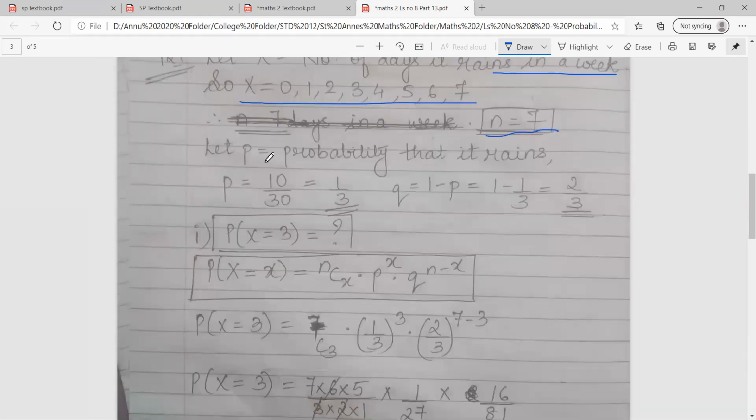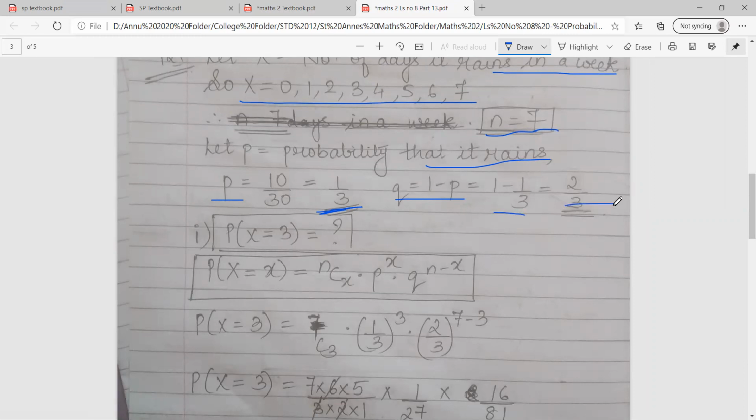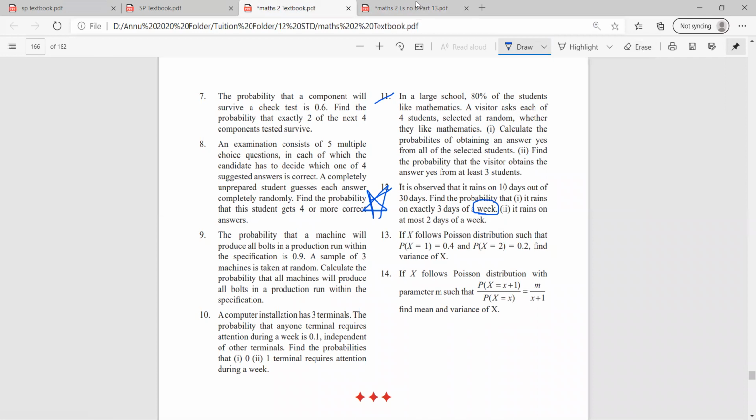The success p is represented as probability that it is raining. So 10 upon 30 gives you 1 by 3. If you know the value of p, it becomes easier for you all to find out the value of q. So q is equal to 1 minus p, which is 1 minus 1 upon 3, which gives the answer 2 by 3. Now they have told us to find out the value that it rains on exactly 3 days of the week, correct?